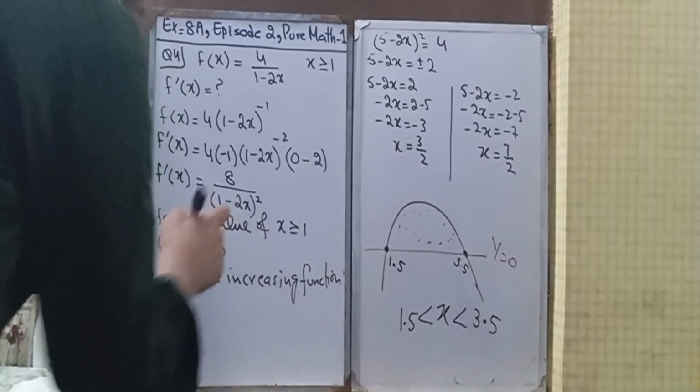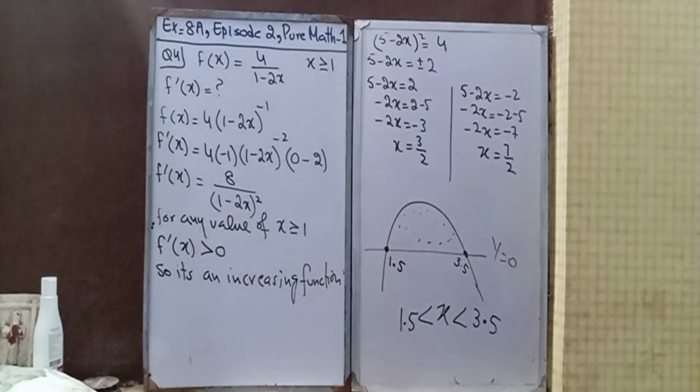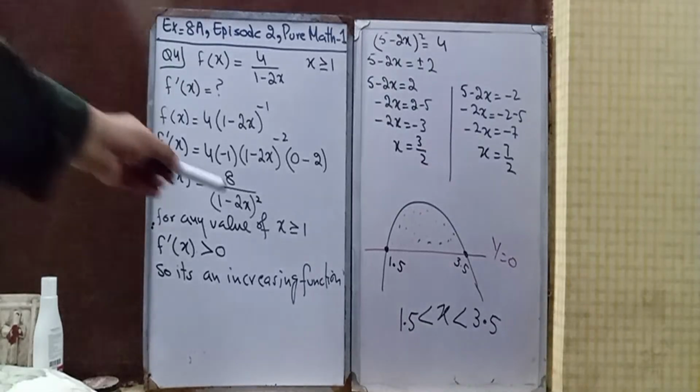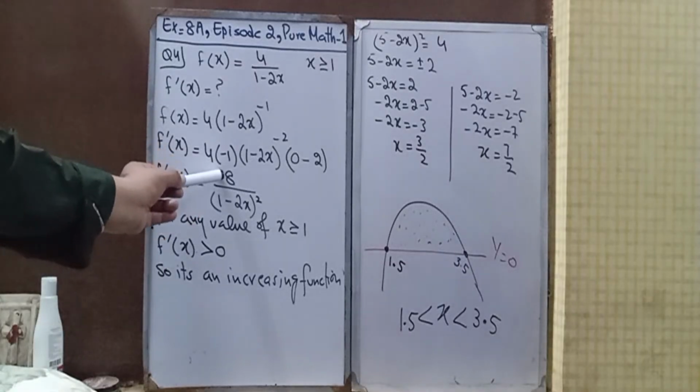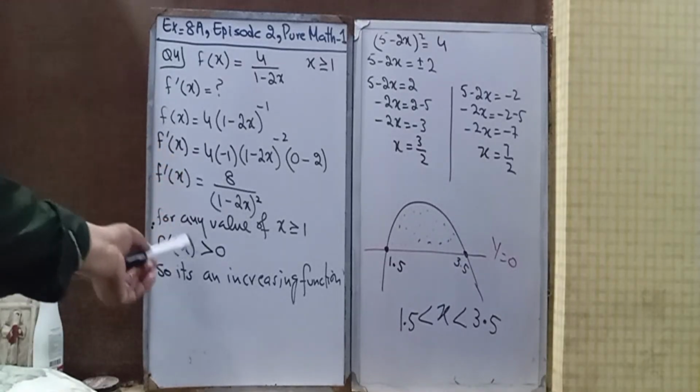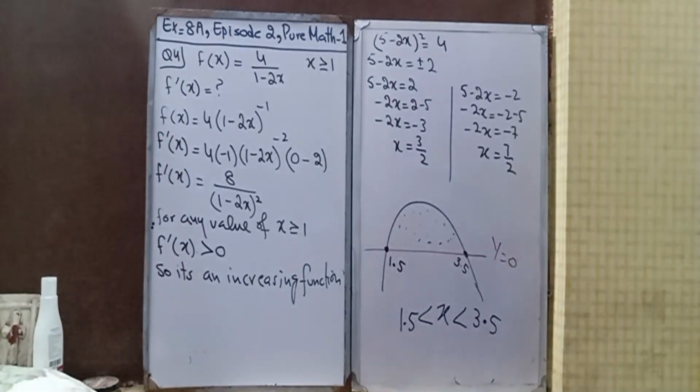No matter what value you take, any value greater than 1, for example you put x equals 2 or x equals 3 or x equals 4, because of that whole square, the answer will be positive, and this is already positive, so the answer of your derivative will always be positive if you put any value of x greater than 1. So we think that this is an increasing function.